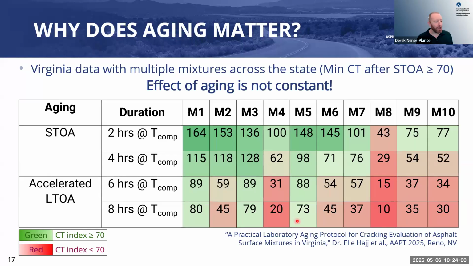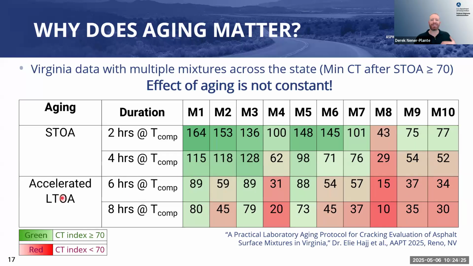And what they looked at was lab-produced mixes, all right? And they did different durations of conditioning or aging. So you have kind of short-term aging, so that's 2 or the 4 hours at compaction temperature. Again, which version of AASHTO R30 is everybody adhering to, right? So you've got the differences between those and the CT index accordingly, all right?